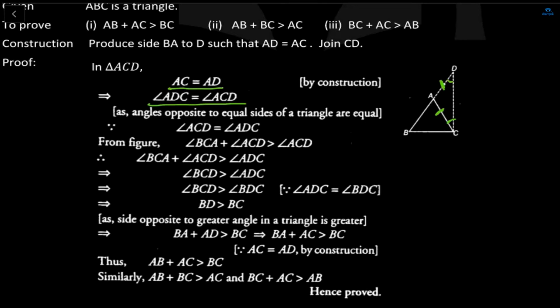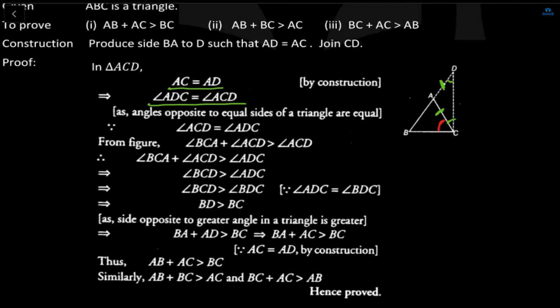So, let's see. Now, if these two angles are equal, we have got these two angles are equal. Fine. Now, from the figure, if you see angle BCA plus ACD, this whole angle C is divided into two parts. So I'm writing both the parts.